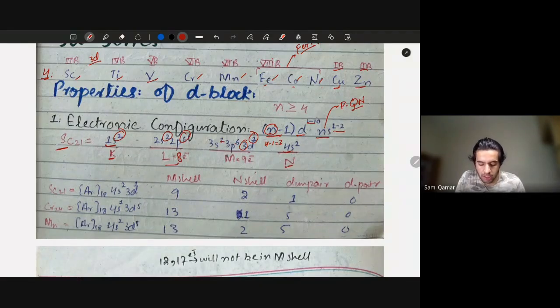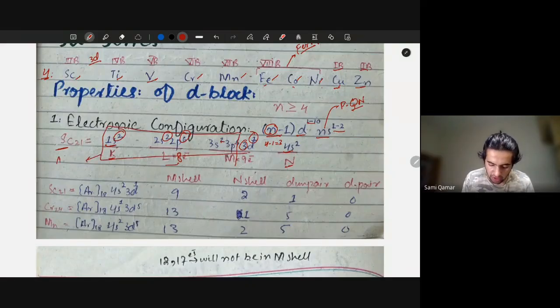Now we can write it as 1s2, 2s2, 2p6, and so on, up till 3p6. This is equal to the electronic configuration of argon, because argon accommodates how many electrons? 18 electrons. Here we are having 2 plus 2, 4, and 6, 10, and 2, 12, and then 6, 18. So 18 electrons are here.